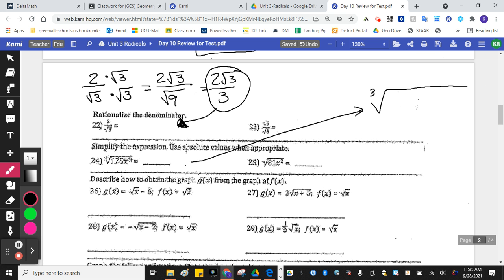We already broke down 125. It was 5 times 5 times 5 from earlier up there. And that's x to the 6, so we have 6 x's. And again, cube root. Every 3, 1 comes out. Every 3, 1 comes out. Every 3, 1 comes out. Nothing's left under the radical. 5x squared.